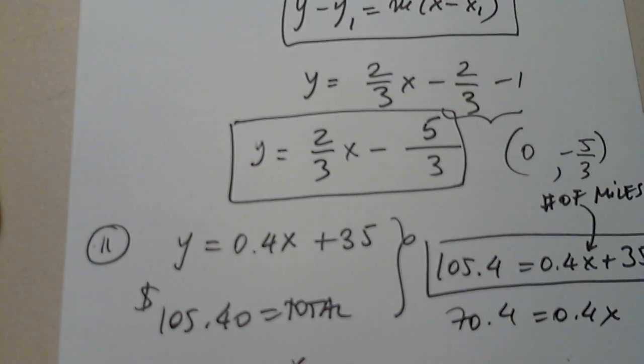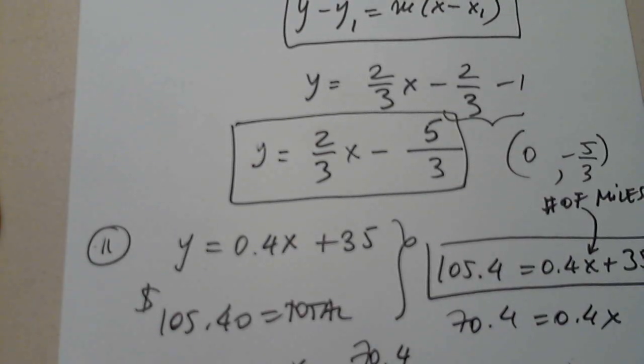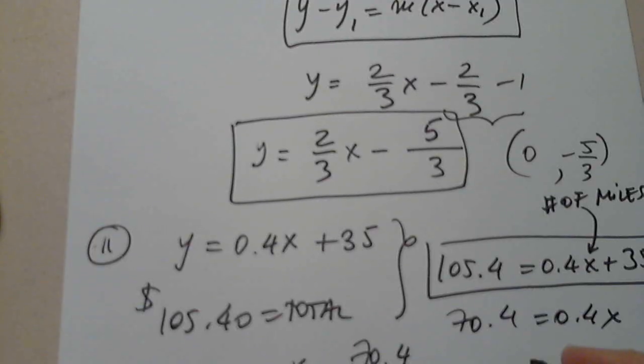And finally, how do we get x? Divided by 0.4. Exactly. 70.4 divided by 0.4. So x equals, let's see how many miles she drove. So 70.4 divided by 0.4. 176. Good.